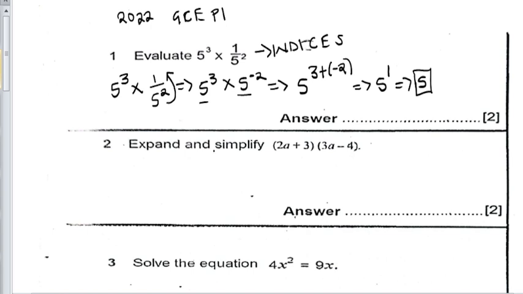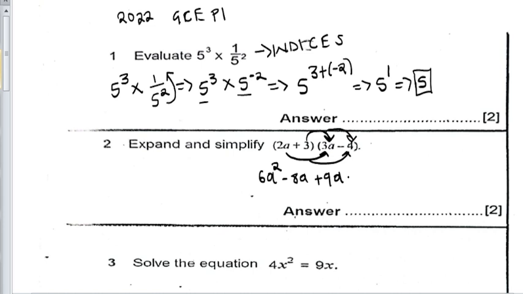Second question, expand and simplify that. So this is expanding double brackets on algebra. What we basically do is that this 2a will multiply 3a. So 2a by 3a, we get 6a squared. Then the same 2a will multiply negative 4, then we'll get negative 8a. From there, the 3 will multiply 3a, so this will give us positive 9a. Then the same 3 multiply negative 4, so that we get negative 12, like that.